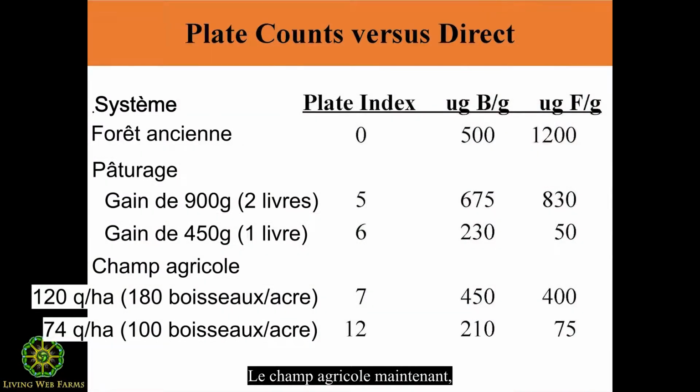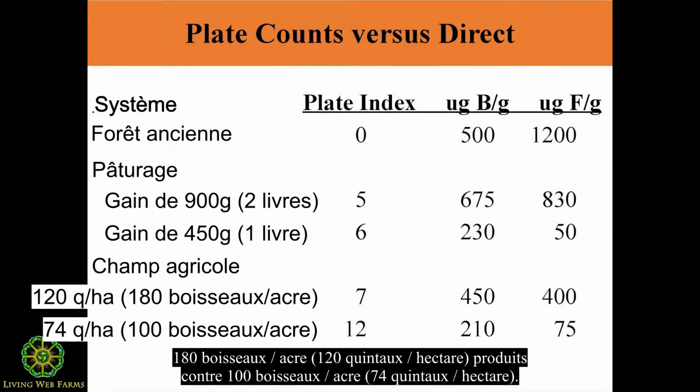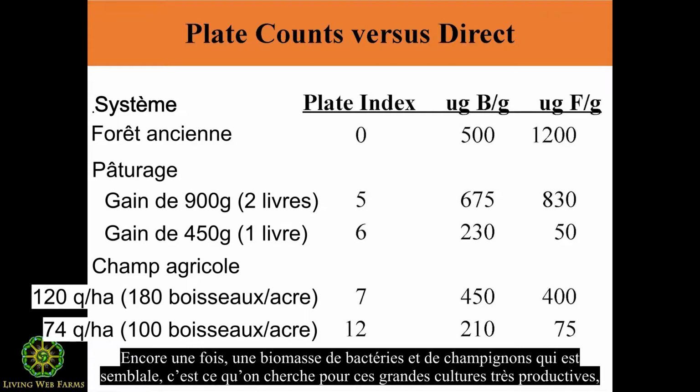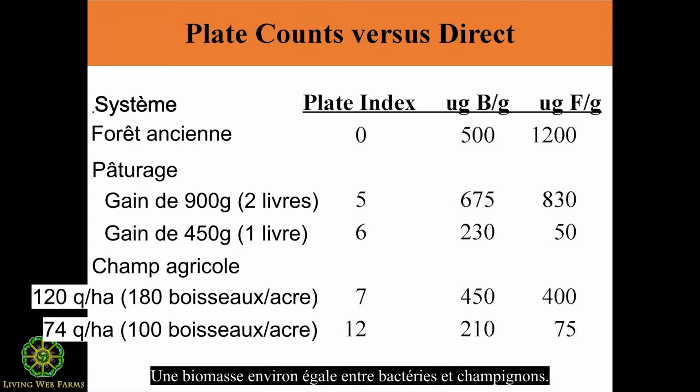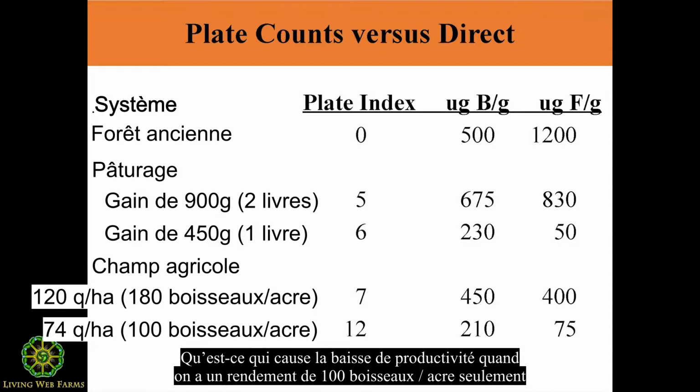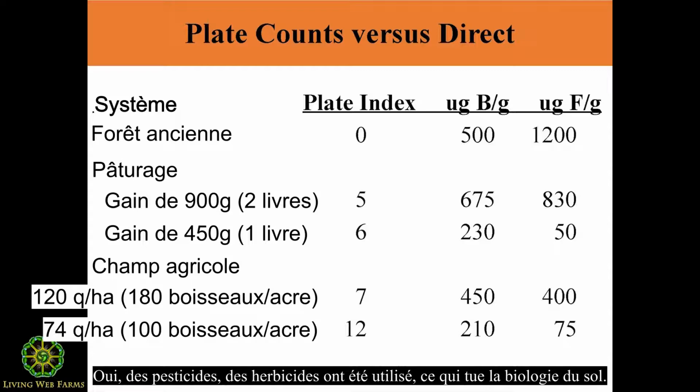An agricultural field, 180 bushels of oats being produced versus 100 bushels of oats being produced. And again, equal biomass of fungi to bacteria. That's what we need for these highly productive row crops. So wheat, oats, barley, corn, soybean, equal biomass of fungi to bacteria pretty much. What caused the reduction in productivity, where we're only making 100 bushels per acre? Yeah, the pesticides they're using, the herbicides, are killing the biology in the soil.